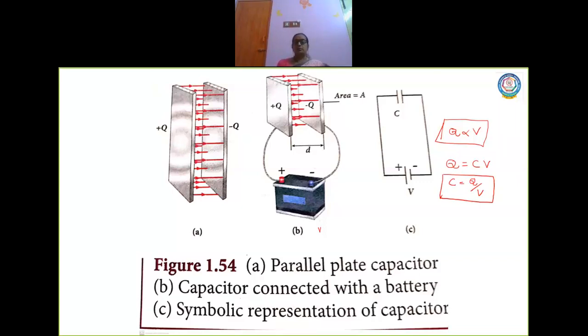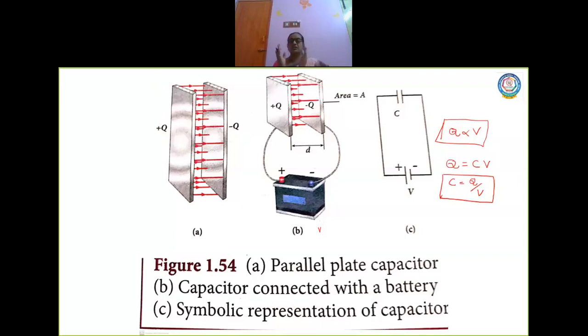So, how do I define capacitance now? It is defined as the ratio, a ratio between charge and the potential difference. So, I can read the definition as: capacitance is defined as the ratio of the magnitude of charge on either of the conductor plates to the potential difference existing between the conductors.